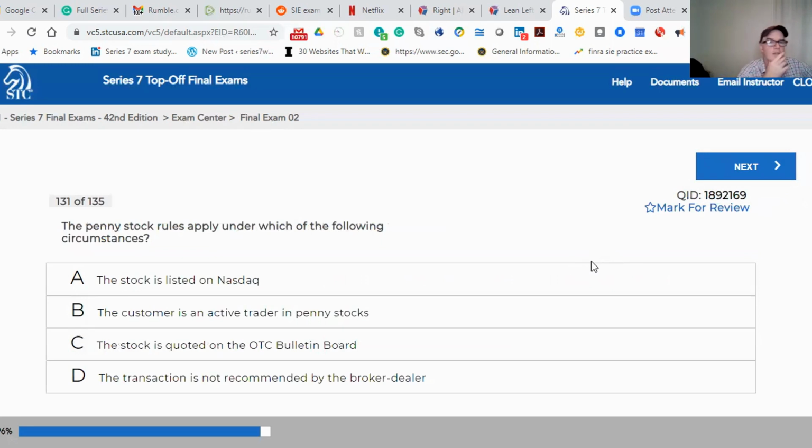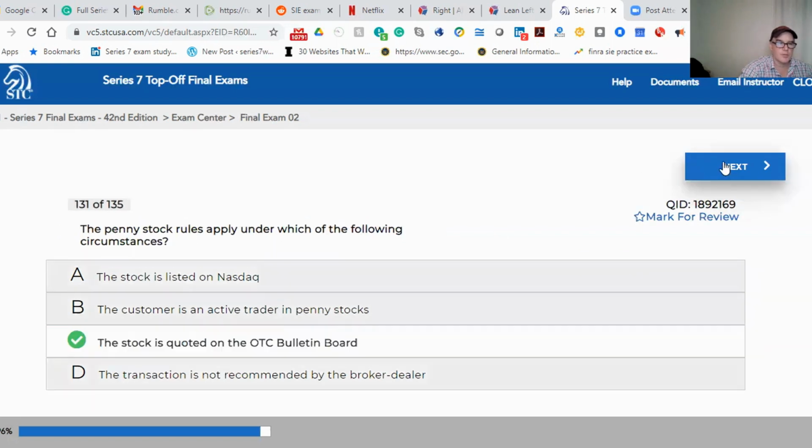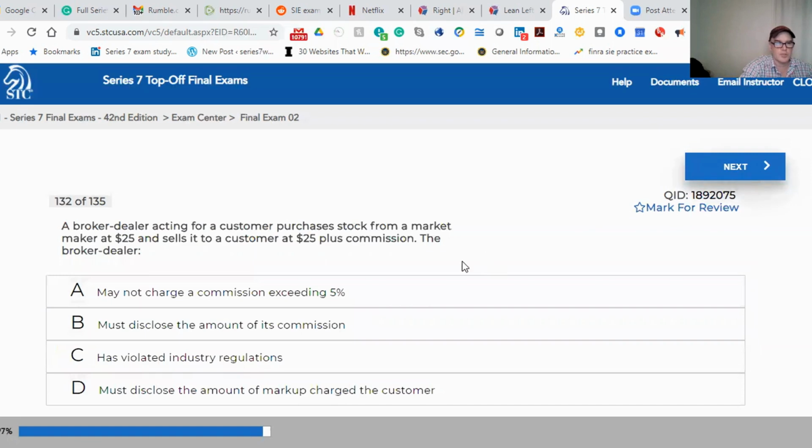The penny stock rules apply under which of the following circumstances? Well, if it's on the NASDAQ, no. The transaction is not recommended, no. If they call you unsolicited, it's out. It's an active trader. So I'm going to say if it's quoted on the bulletin board, that's the answer. Okay. So penny stocks are under $5 and not on an exchange. And unsolicited, they call you, you don't have as much responsibility.